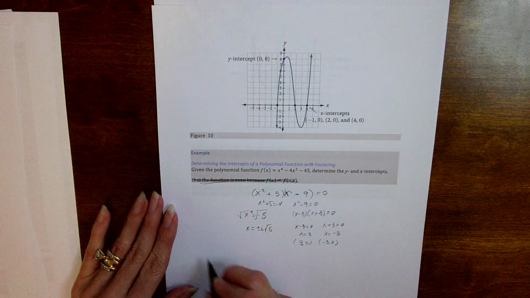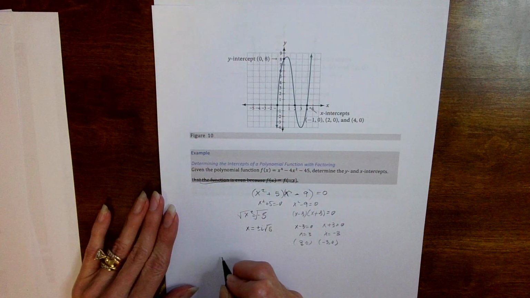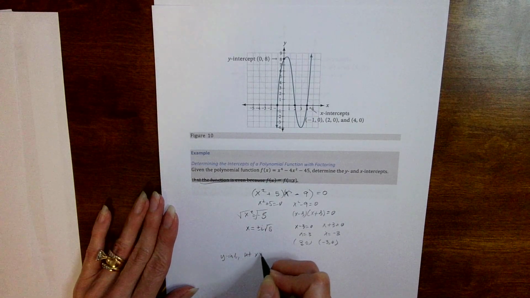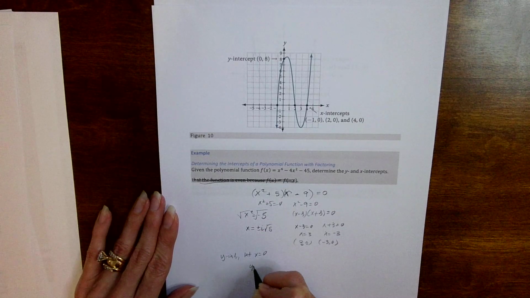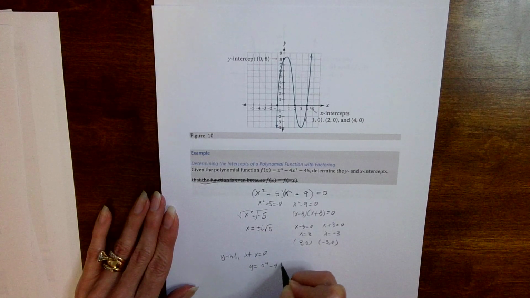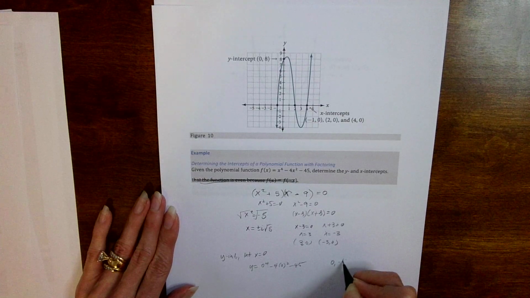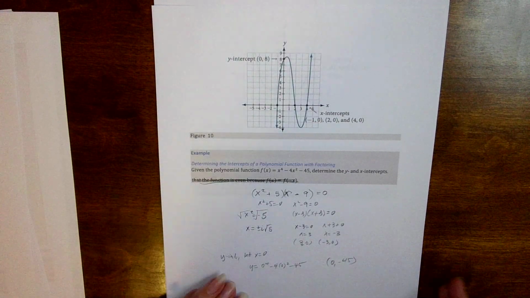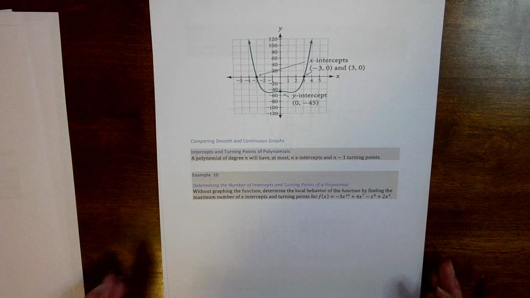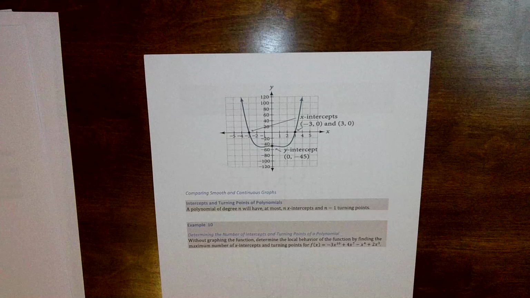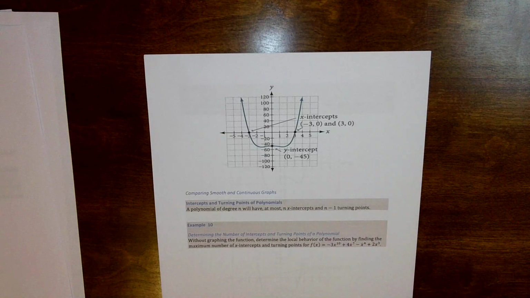And then we're going to do the y-intercept. We're going to let x equal 0. And so y equals 0 to the 4th minus 4 times 0 squared minus 45. So that's the point (0, negative 45). And here is a graph of that. Well, the scale of x and y are not the same, so I don't love it, but that was in your book.